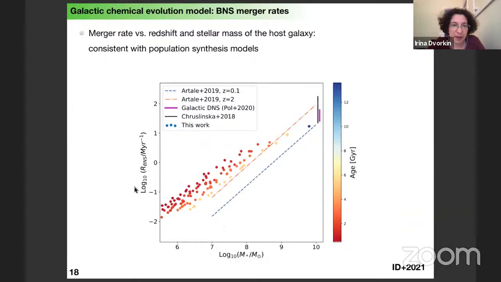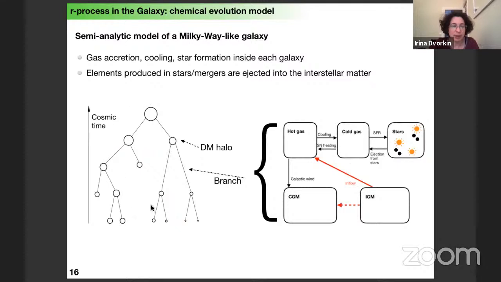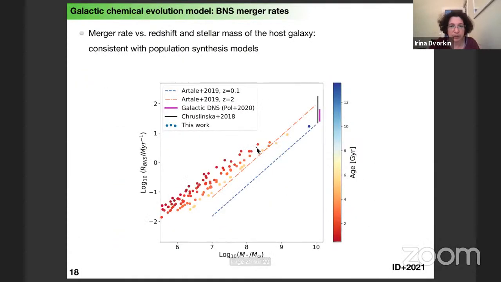Okay, and so this is what this model gives us. I show you on the y-axis the log of the merger rate of binary neutron star mergers in the model. So the model is the colored dots. Each dot is a proto-galaxy. So let me go back. In this merger tree, each dot is a small galaxy or proto-galaxy, and I can measure the merger rate inside this galaxy, and each one corresponds to a dot on this plot, color coded by the age of each proto-galaxy, and this blue point is the final result, my sort of Milky Way-like galaxy, as a function of the stellar mass of each of the proto-galaxies.